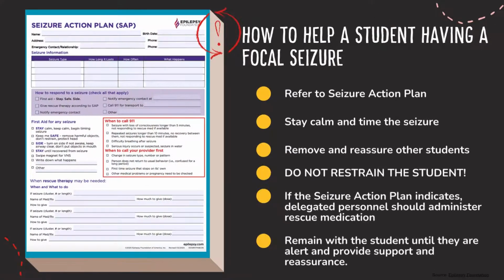How can school staff help a student experiencing a focal seizure? Specific instructions should be found on a student's seizure action plan, which should be referred to and used as a guide. But care and support starts with staying calm and timing the seizure. Reassure other students and, if necessary, remove them from the area. Provide seizure first aid by keeping the student safe from injury, but do not restrain the student. If the seizure action plan indicates, the school nurse or delegated personnel should administer rescue medication and always remain with the student until they are alert.